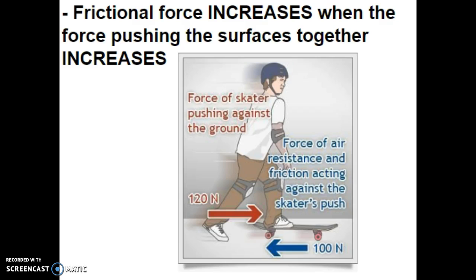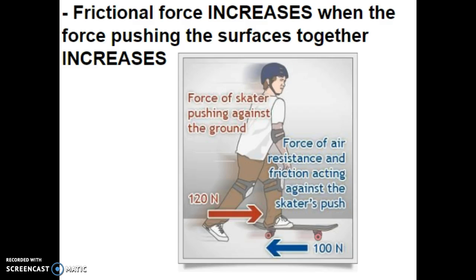So frictional forces will increase when the force pushing the surfaces together increases. Okay, so here we have our skateboarder. In order to move forward, the skateboarder is going to have to overcome two things. He's going to have to overcome the force of air resistance, which is friction due to motion through air, and the friction acting against the skateboard and the surface.